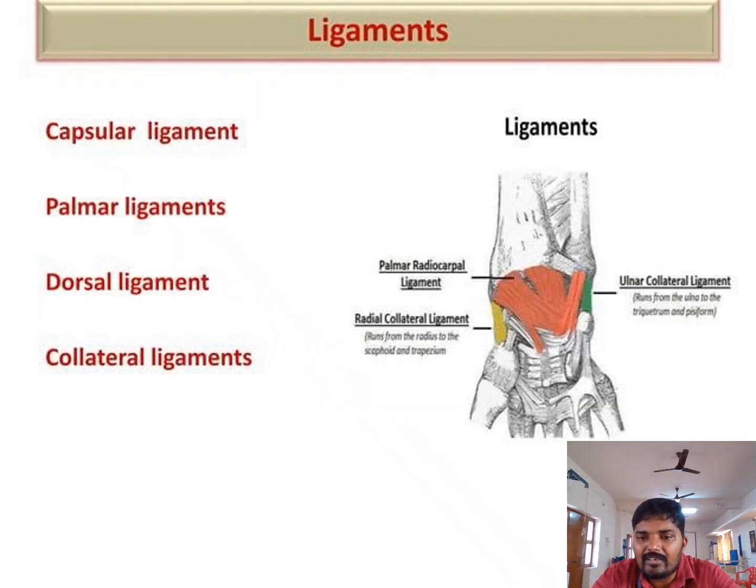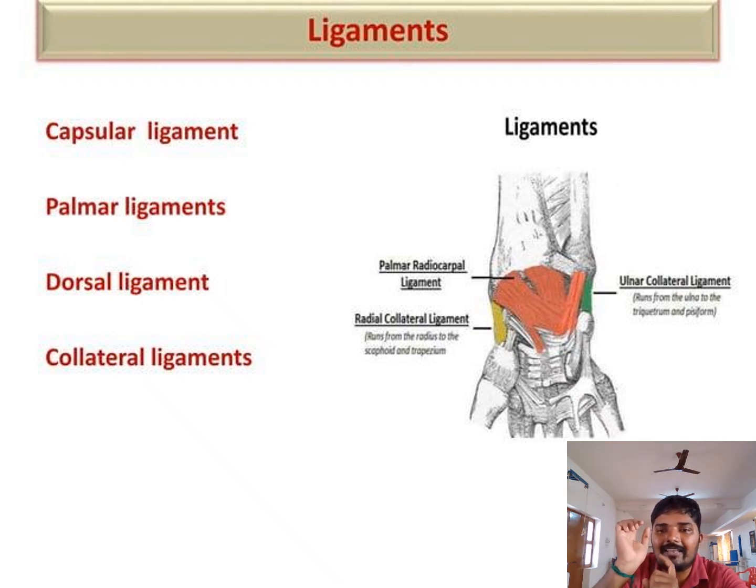Then the ligaments. What are the ligaments attached to the joint? Mainly four ligaments: capsular ligament, palmar ligament, dorsal ligament, and collateral ligament. In this diagram, the brown color shade is the palmar radiocarpal ligament of the wrist joint. This surface is palmar, and this is dorsal. The radius bone is here, and this is a carpal bone. This ligament covers the entire radius, ulna, and carpal bones. This is called the palmar radiocarpal ligament.